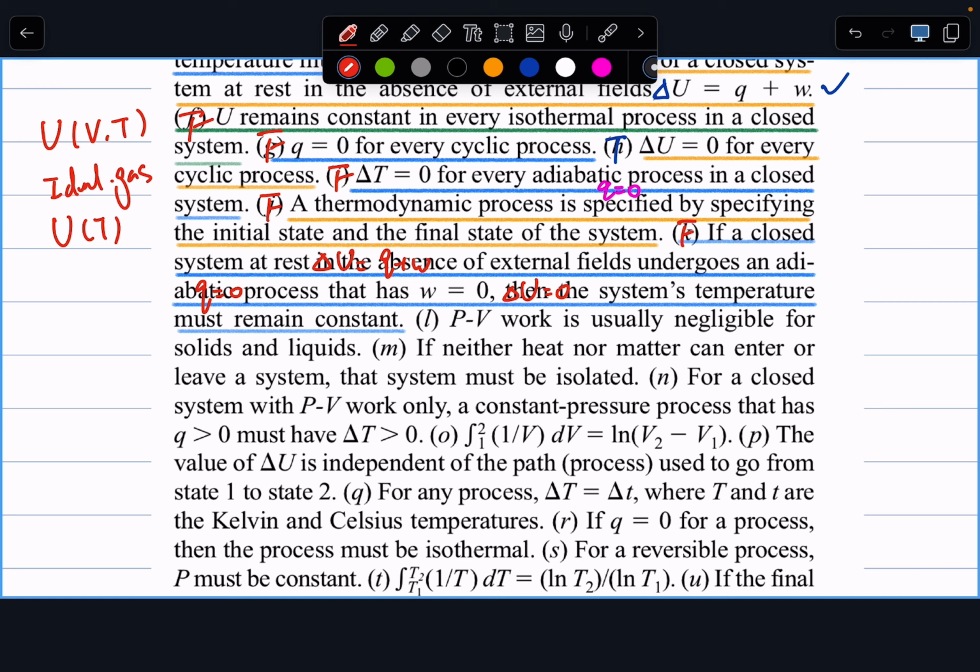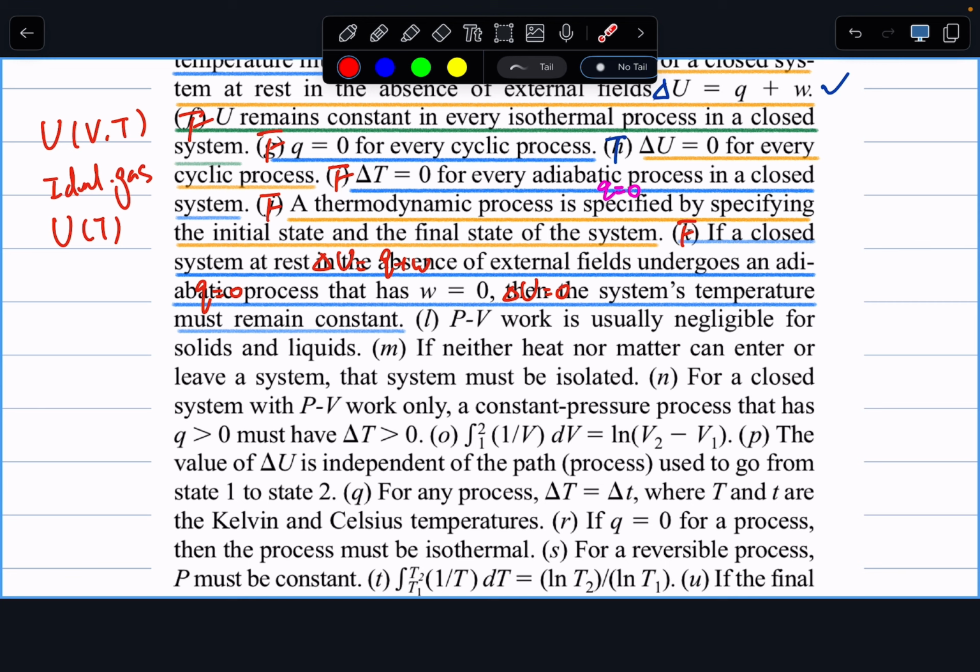And you see, by just reading it, it's a little bit confusing what exactly that is. So just write down what those terms mean. Like this long description, closed system at rest in absence of external field, we can instantaneously write down our first law of thermodynamics, delta U equals Q plus W. And then from there, do the subsequent derivation.